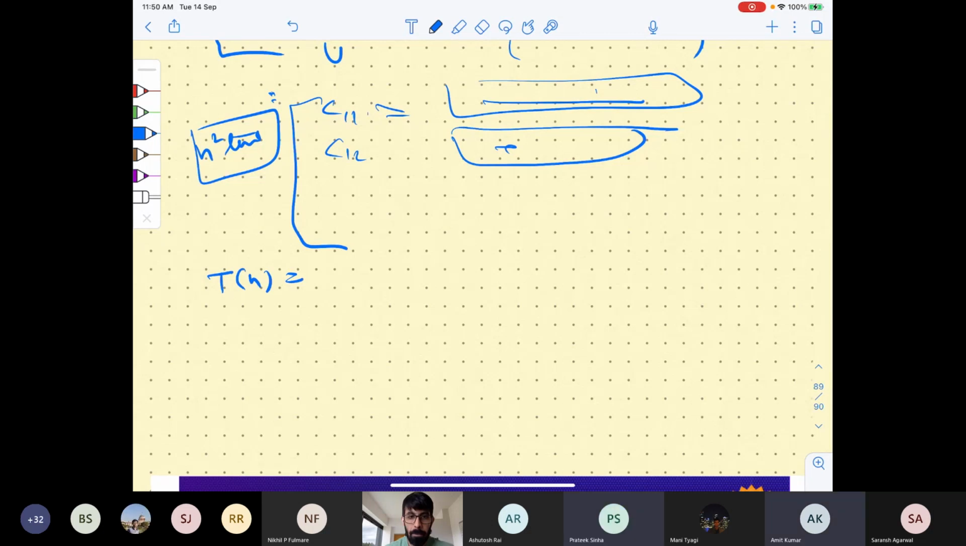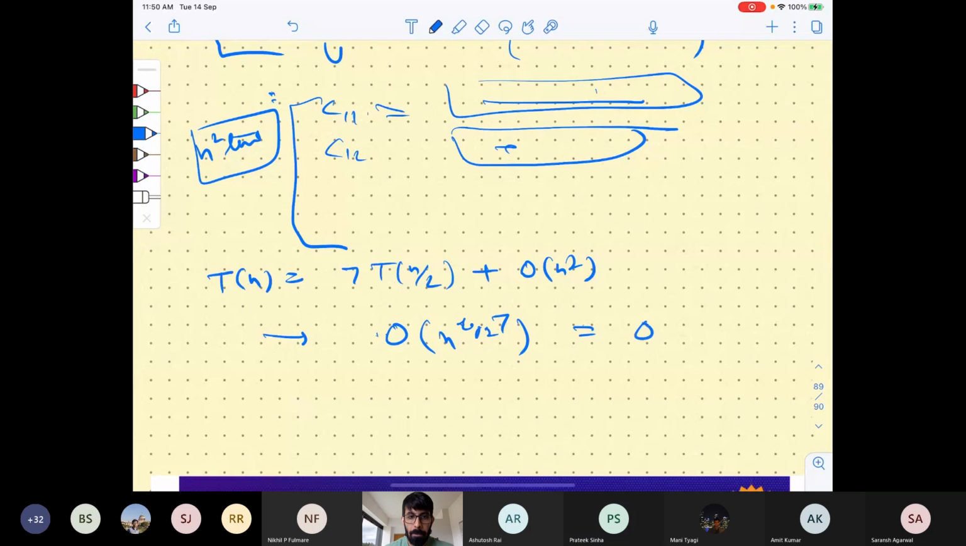Order n to the power log 7. The recurrence is T(n) = 7T(n/2) + order n square. This will solve to, again, you can see how to solve it, order n to the power log 7 base 2, which is n to the 2.81.